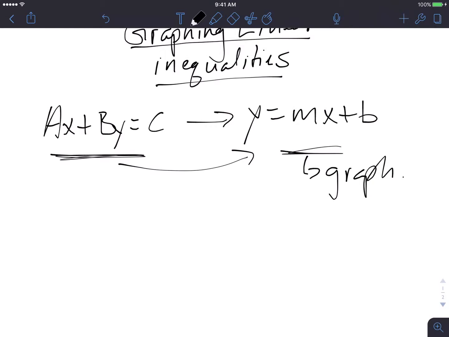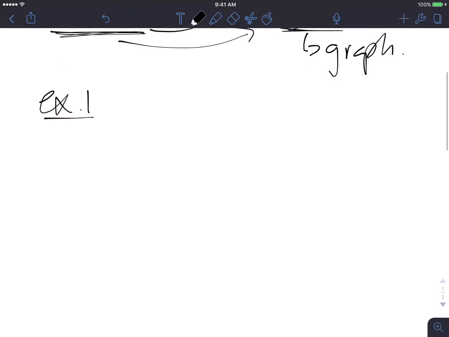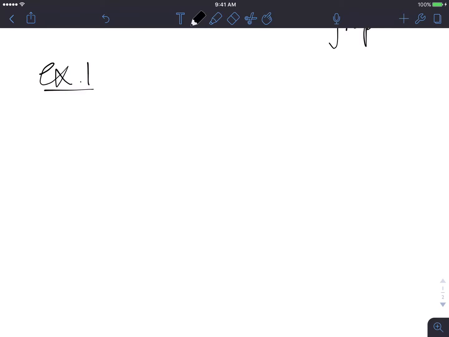I'm going to do the harder way, and I'm going to start with the standard form equations, and I'm going to switch it or transform it to y equals mx plus b, okay? So example 1. We have 3x minus 2y less than 10. Okay, so let's go ahead and make the changes.